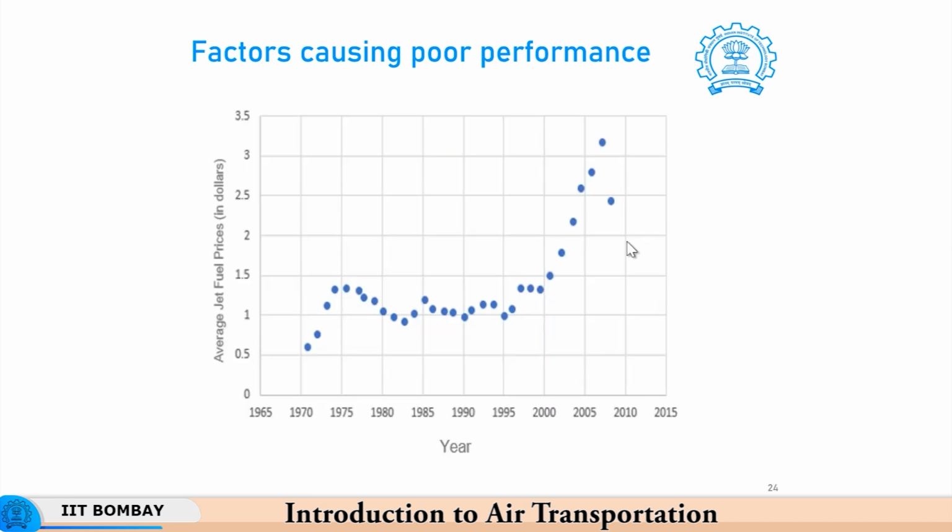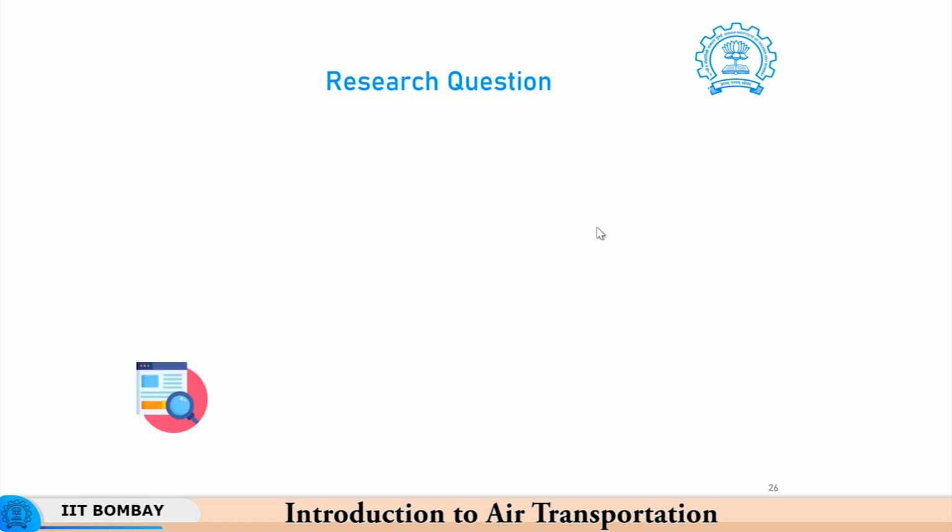Here is an example of how the fuel price has varied from 1970 to 2010. You can see that there was a major oil crisis in 1973 or 74 when the prices increased 3 times from 0.5 to 1.5 suddenly, and then after that there was a drop, and again there was an increase, and airlines have to take care of these changes.